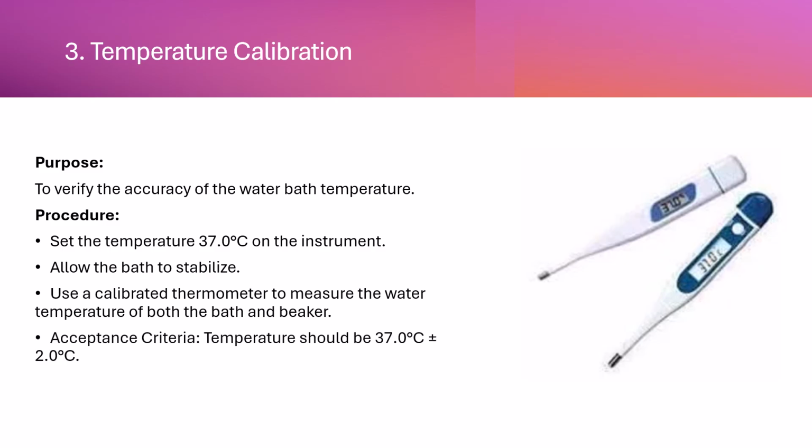So now the acceptance criteria. The measured temperature must be within 37.0 degrees Celsius plus minus 2.0 degrees Celsius, conforming to the USP 70 and other pharmacopoeia standards, right? So this is your acceptance criteria.